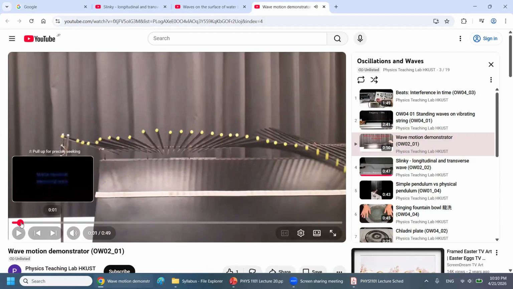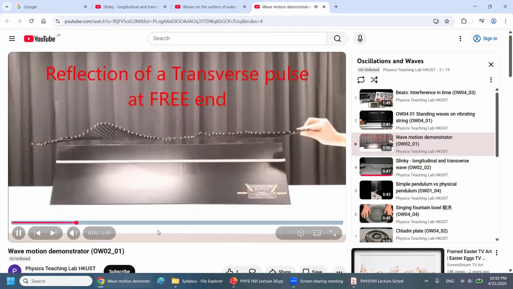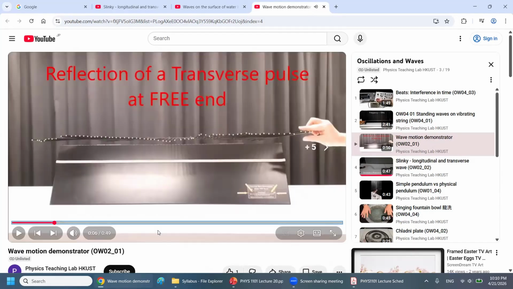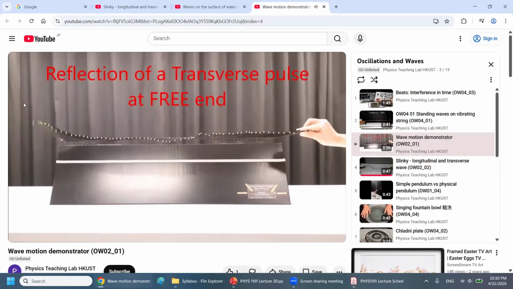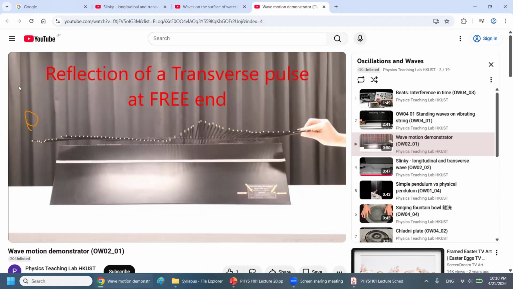Okay, now if we have a free end, then the wave will not be inverted, right? So the wave moves towards left, it lifts up. Okay, this is very important. It has a free end, and it lifts up the free end. Okay, and then if we check it in time, the free end goes down, and the wave is reflected, but the wave is not inverted. Okay, the wave is still pointing up.